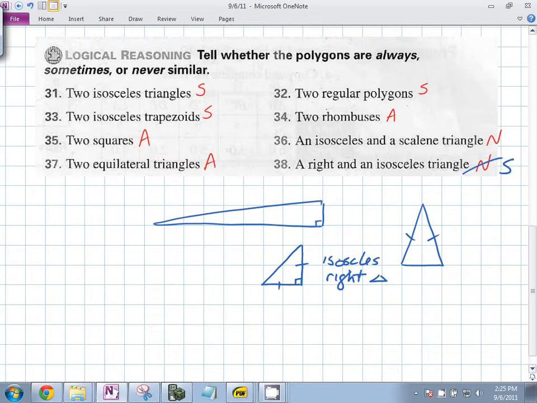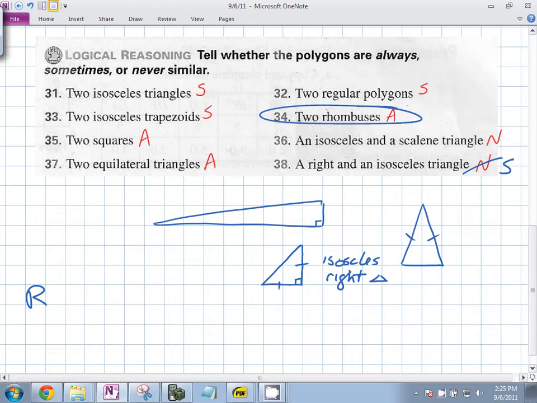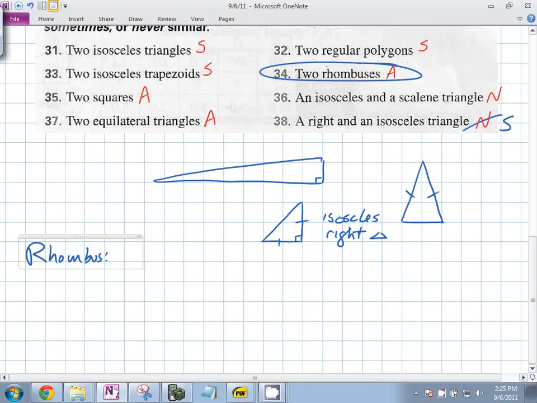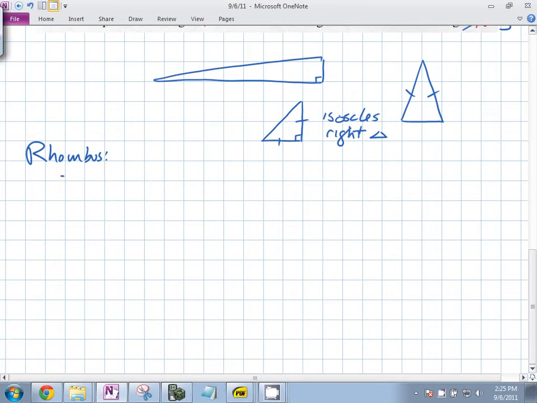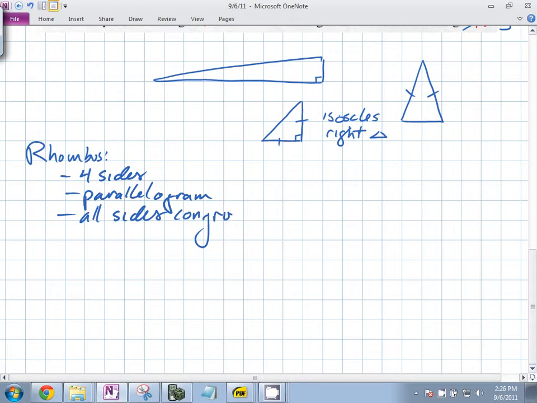Anybody challenge any of the other ones? Yes, Will. 34. Two rhombuses. What is a rhombus? What's the definition of a rhombus? How many sides does a rhombus have? 4 sides. A parallelogram where all the sides are congruent. 4 sides, parallelogram, all sides congruent. Do you know what all those words mean? Yeah. So you now do.